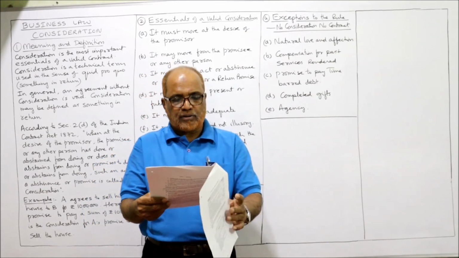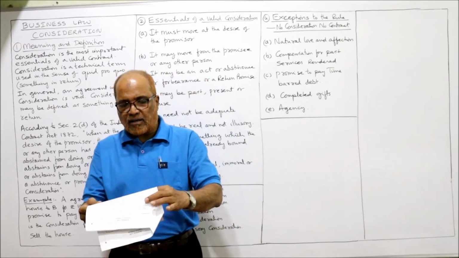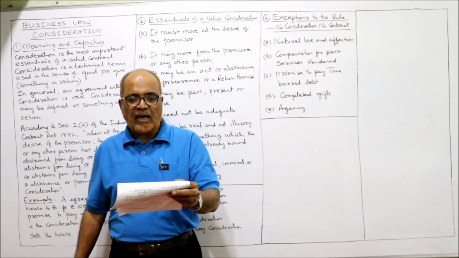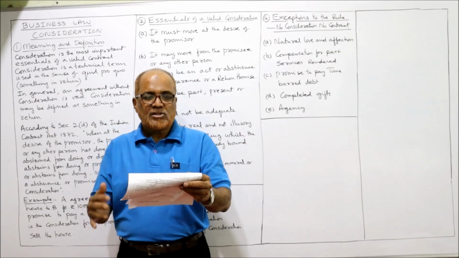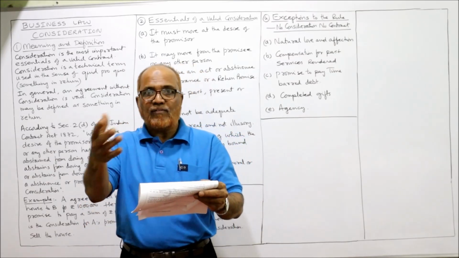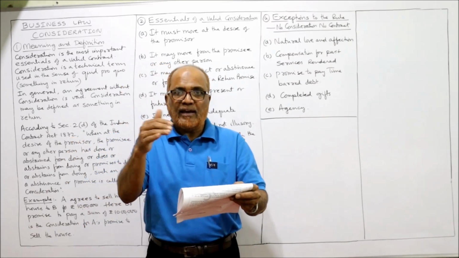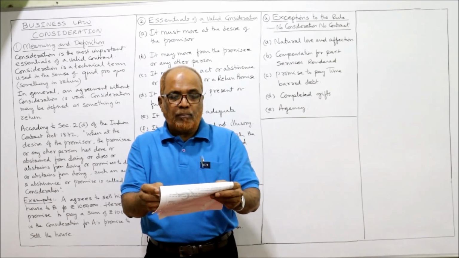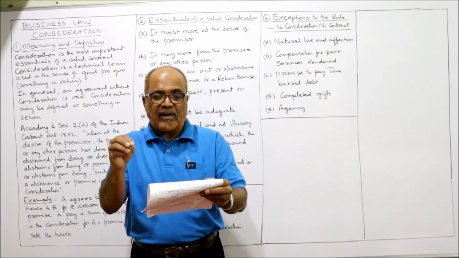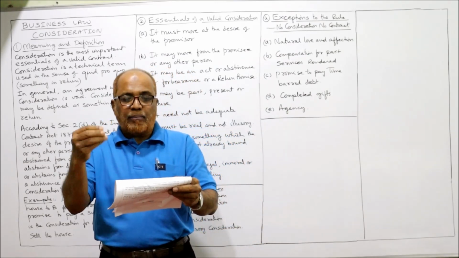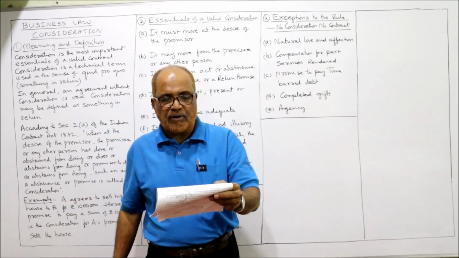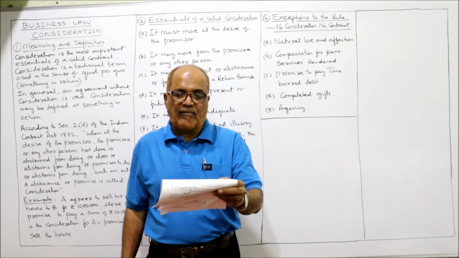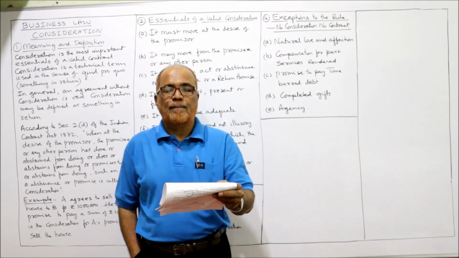Next, the fifth point. Abhishek, the only son of Amitabh, fell into a river and Vivek saved him. Amitabh, in gratitude, made an oral promise to pay Vivek 5,000 rupees. But Amitabh died before making any payment. Vivek claims 5,000 rupees from Abhishek. Will Vivek succeed? Give reasons.